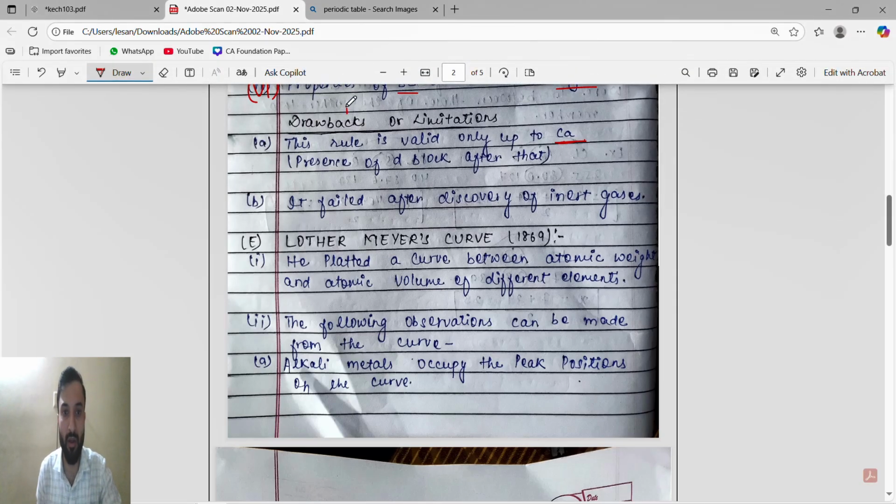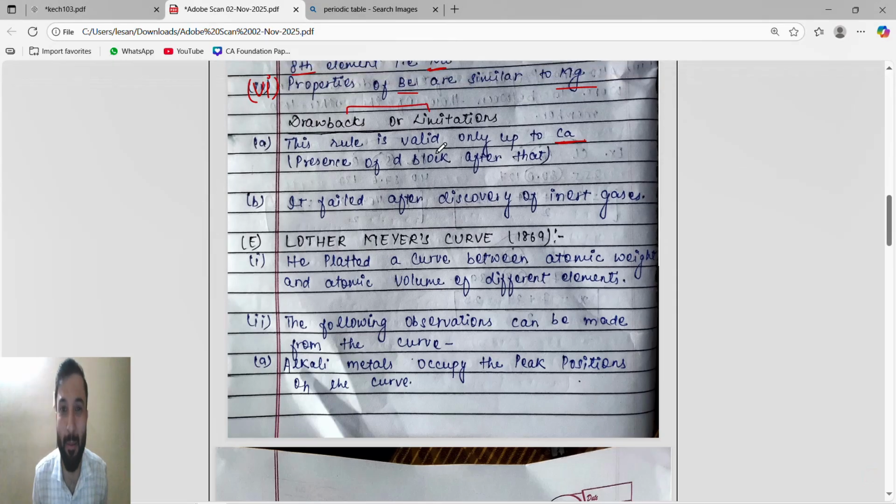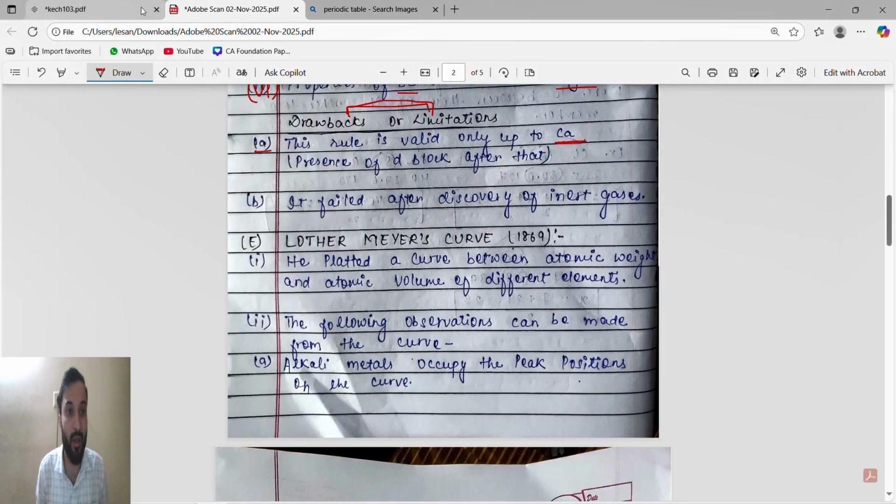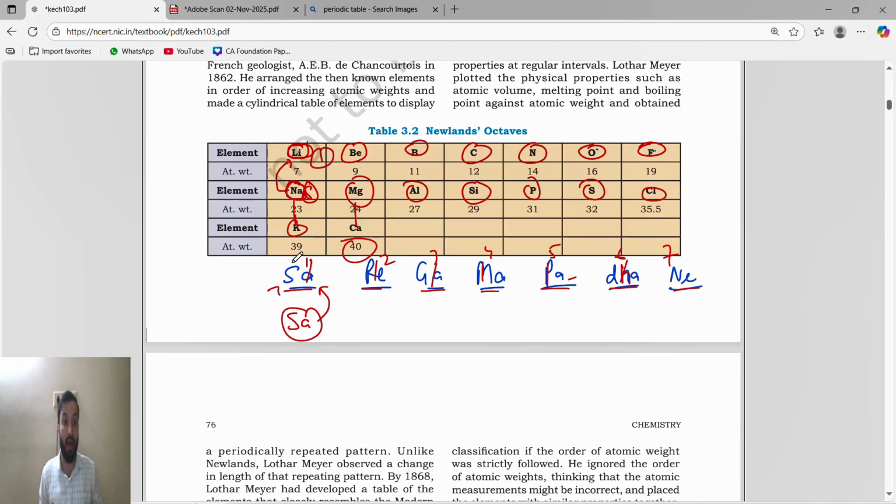Okay, so drawbacks or limitations, or disadvantages. What is happening? This rule is valid only up to calcium. This rule was valid till calcium. After that, they were asking about calcium. They are saying okay, fine, till calcium it is fine. After calcium, he was like, no brother, after calcium, don't ask me.